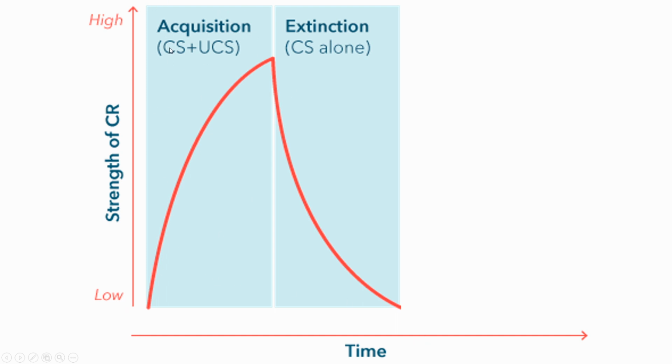So if we look at our acquisition phase, this is when we're learning that association at the beginning. So we would pair our conditional stimulus and our unconditional stimulus, and eventually we will have more and more of a conditional response. So as we acquire this association, we'll start seeing more of a conditional response to our conditional stimulus. We get more salivation when we ring the bell. Okay. Then we start presenting our conditional stimulus alone. There's no more food presentation here.